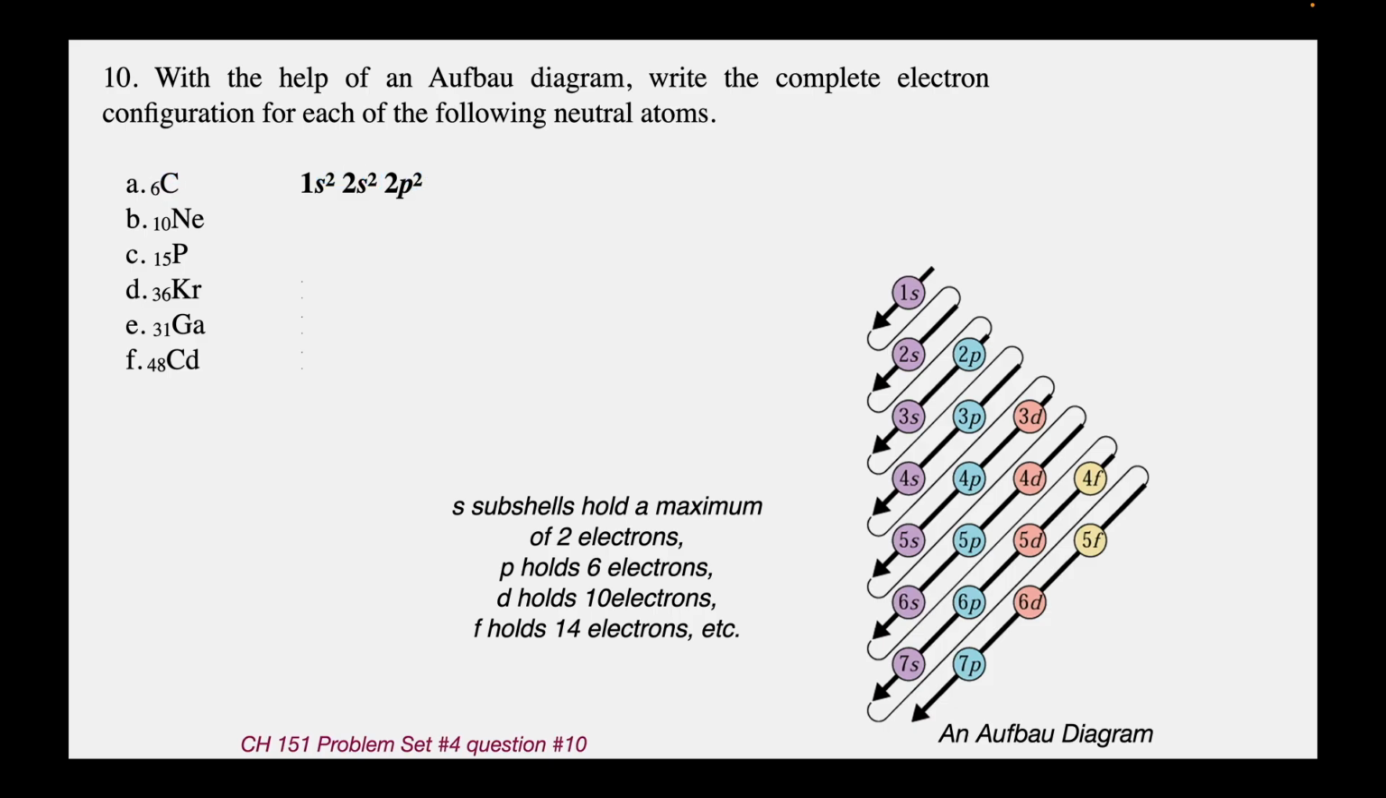For the next one, neon, we're going to start with the carbon configuration, and we essentially have 4 more electrons to put in.